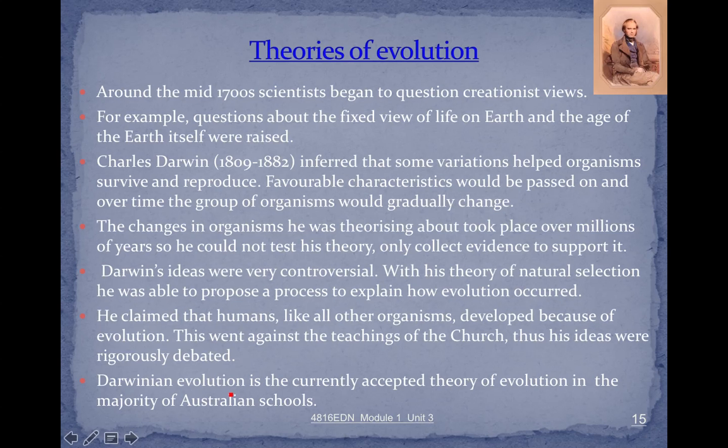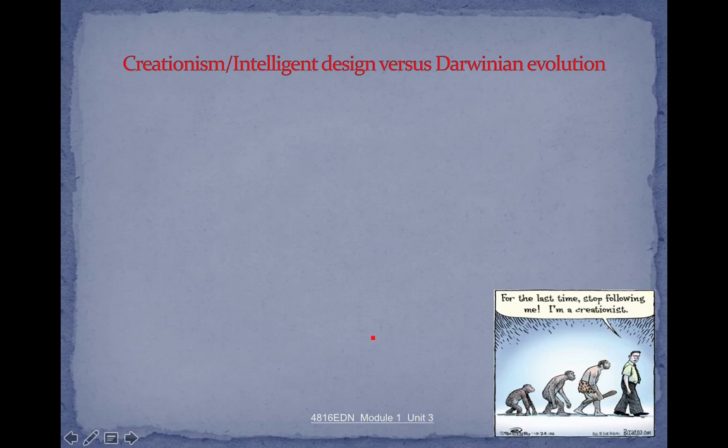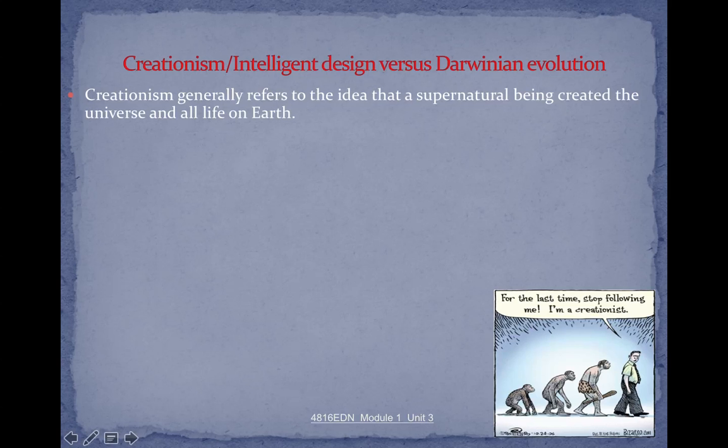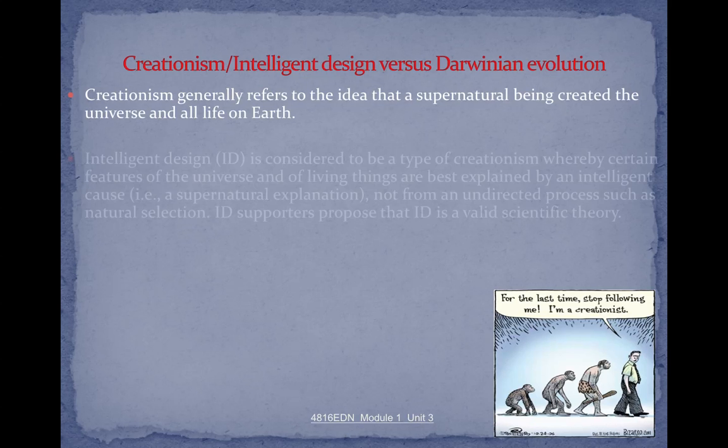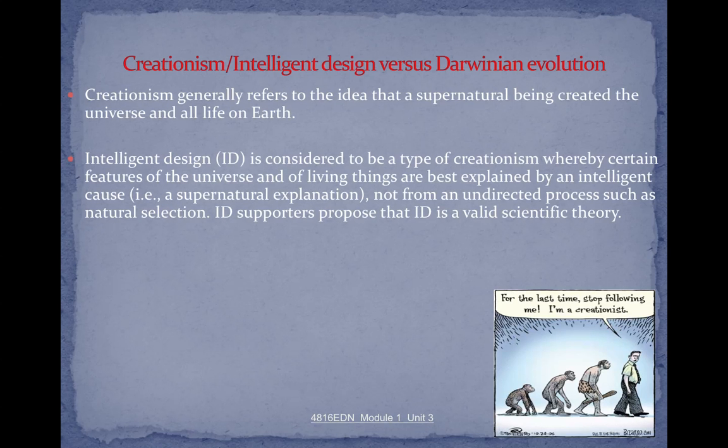So we know that Darwinian evolution is the currently accepted theory of evolution in the majority of Australian schools. But interestingly, there's quite a bit of debate, particularly in the US, about these types of views. So just to reiterate, creationism generally refers to the idea that a supernatural being created the universe and all life on Earth. A sort of morphed idea from that is intelligent design, or ID. It's considered to be a type of creationism whereby certain features of the universe and living things are best explained by an intelligent cause, i.e. like a god, but not from an undirected process such as natural selection.